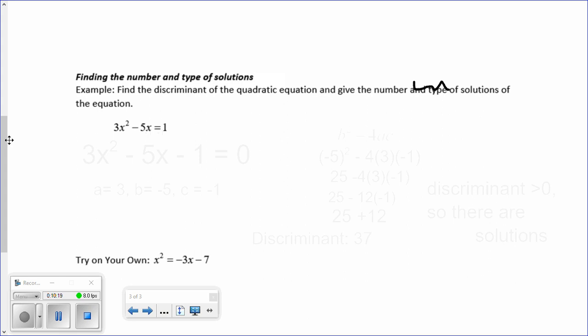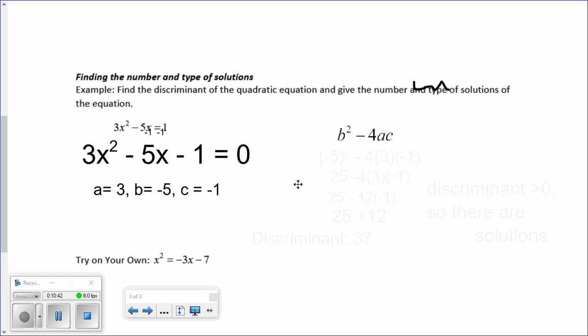So here we're going to go ahead and make it into standard form first. We're going to get it to equal 0. Okay, so here I'm going to subtract 1 first from both sides. I get 3x squared minus 5x minus 1 equals 0. I'm still filling in this discriminant, b squared minus 4ac, so I need a, b, and c. A is 3, b is negative 5, c is negative 1. So that's what I'm going to plug in here.